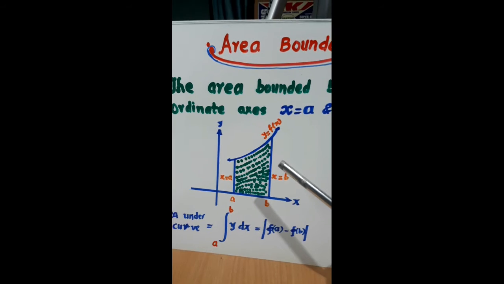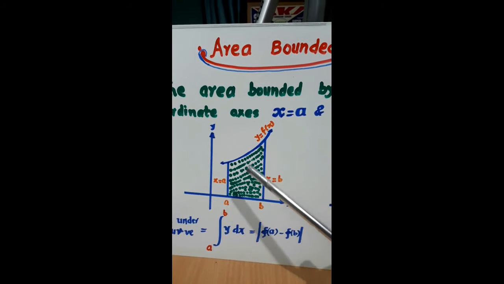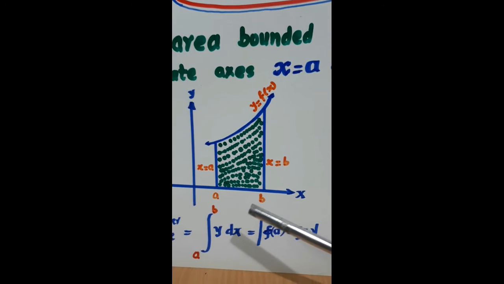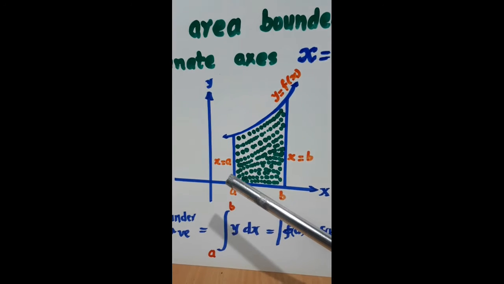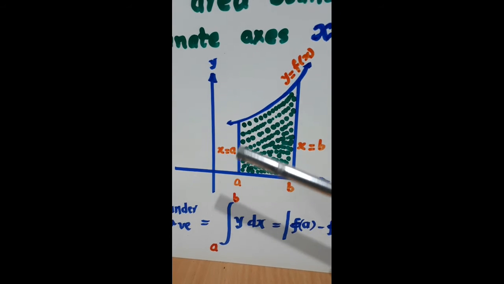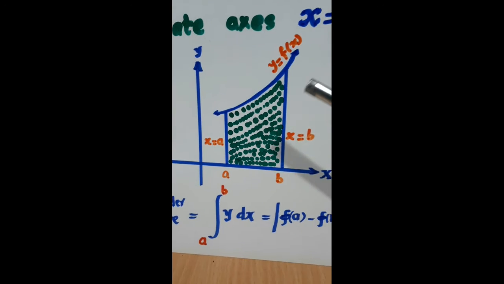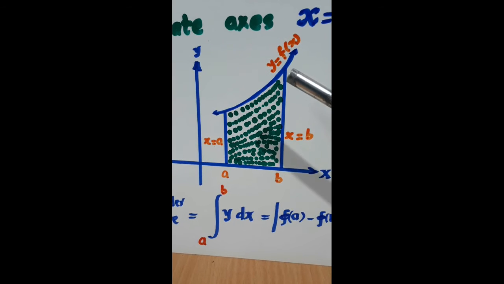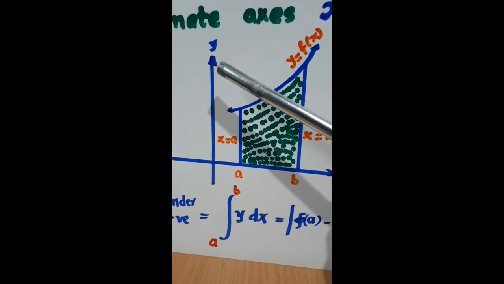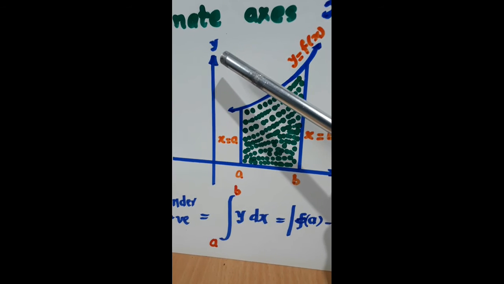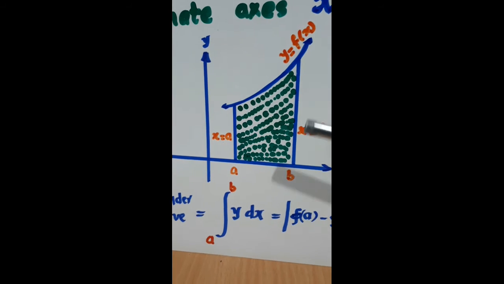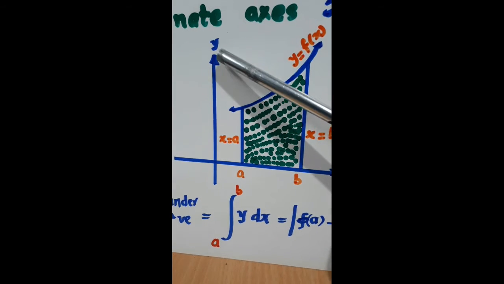One is when you have to find the area when x is equal to a and x is equal to b is given to you. X is equal to a means a line parallel to the y-axis. Look here, this is a line parallel to the y-axis. And x is equal to b again is a line parallel to the y-axis. As you know, the equation of the y-axis is x is equal to 0. So this line is x is equal to a, this line is x is equal to b, and this is x is equal to 0.